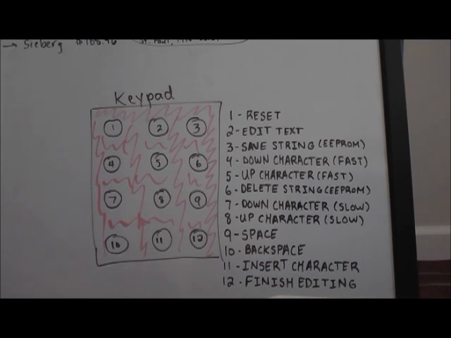Buttons 4, 5, 7, and 8 have to do with moving the character values. If we're editing text, it's more or less just going up and down in characters. Buttons 4 and 5 go down and up in character respectively, and this will go fast. So if we want to change our character quickly, we just hold 4 or hold 5 and make the editing process a little easier. Then buttons 7 and 8 do the same thing, except each time you press the key, it goes up or down 1 in character value.